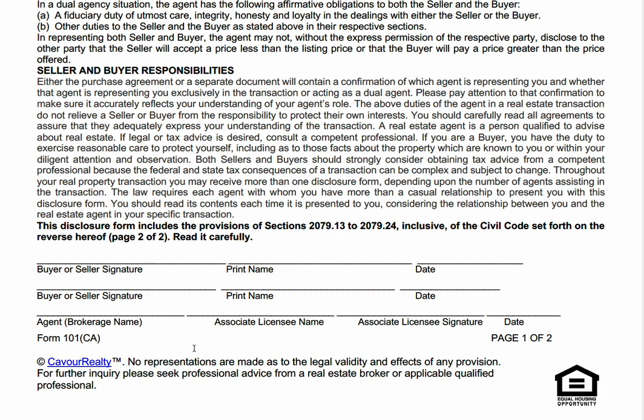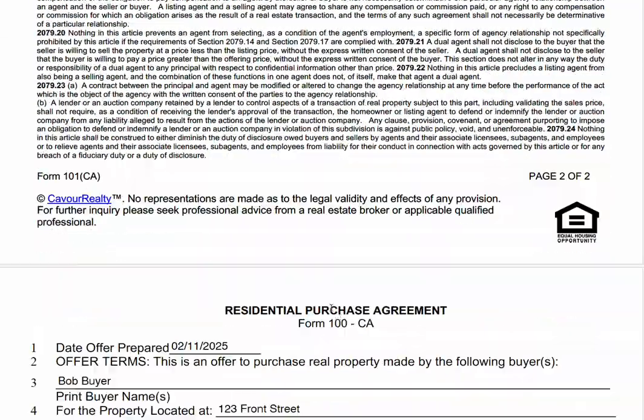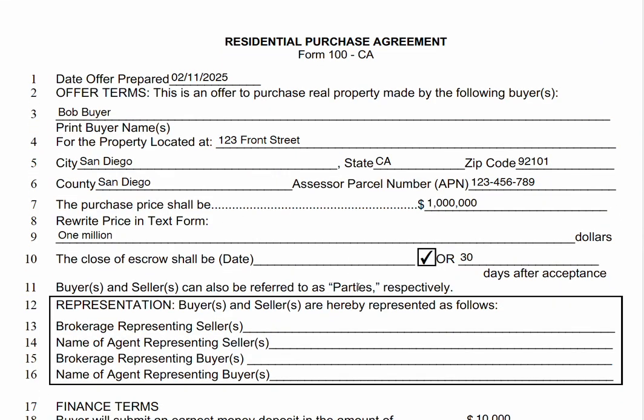The buyer is going to sign. You, as the agent, are going to sign. You put your information. You do nothing on page 2. And then we arrive at the actual purchase agreement.